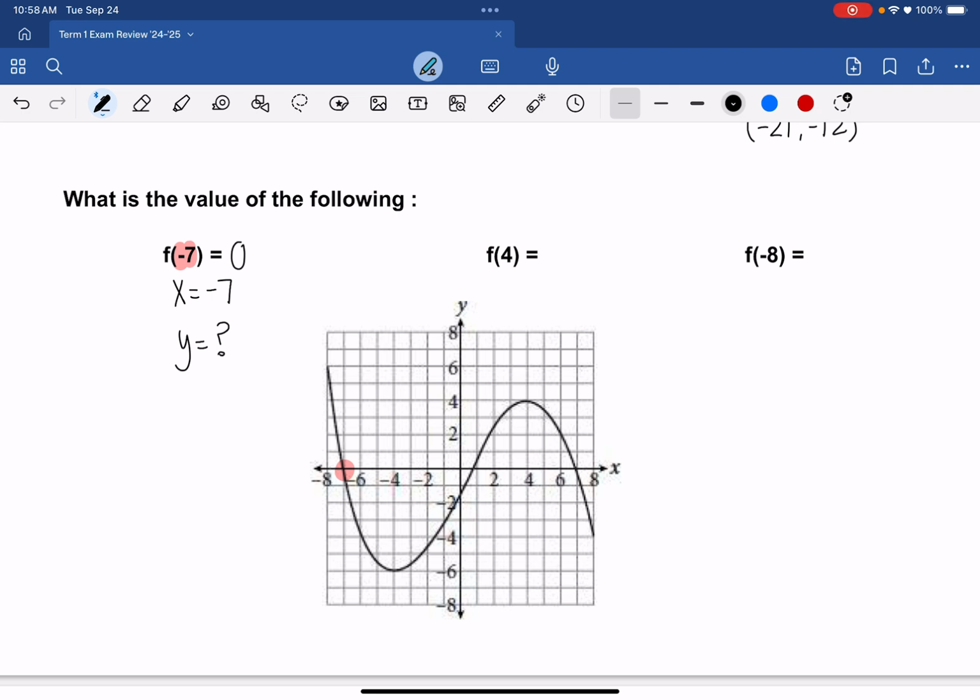So this next one, it means f of 4, so it means x equals 4. So I'm going to go to the x-axis at 4. And then I'm going to try to figure out where is the graph. Well, the graph is here, and that's 1, 2, 3, 4 units up. So our answer is 4. Because there's an ordered pair here of 4, 4.